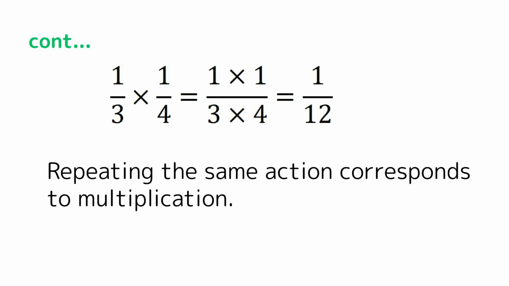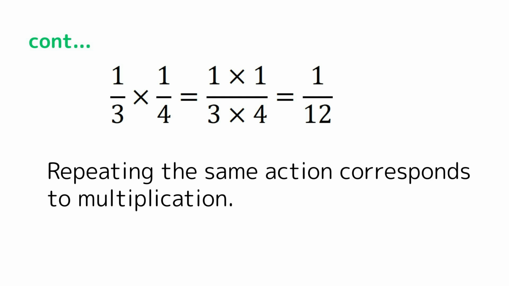Let's look at the calculation formula. 1/3 times 1/4 equals (1 times 1)/(3 times 4), which equals 1/12. The reason the denominator is 3 times 4 is that we first divide into 4 parts and then further divide into 3 parts. The act of dividing is repeated. Repeating the same action corresponds to multiplication. That's why the denominator is 3 times 4.